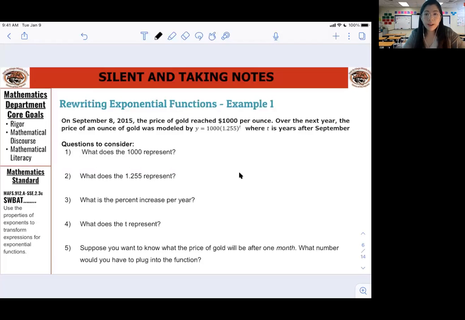So this time we have a function, and now we're going to explain what's going on in it. This is something we should already know by now: what does the 1,000 represent? The starting value, the starting amount. So that's 1,000 what? What are the units? Per ounce? Yeah, but 1,000 what? Dollars. That's okay. $1,000. Okay, what does 1.255 represent?